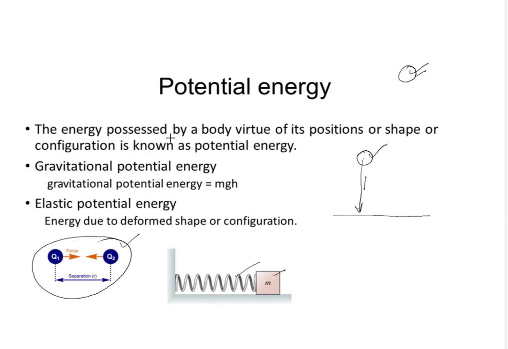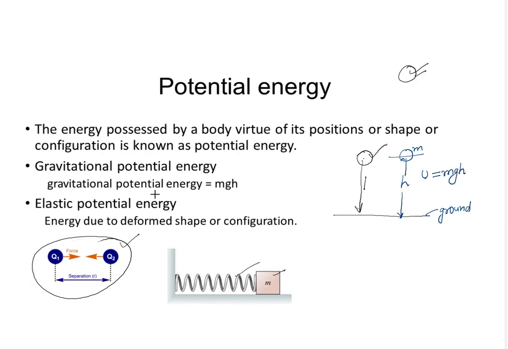One is gravitational potential energy and the other one is elastic potential energy. Gravitational potential energy is the energy stored in an object because of its height. So let's say an object is at a height h from the reference. Let's say the ground is my reference point. If some object is at a height h from the ground, then the potential energy stored because of this configuration is equal to mgh.